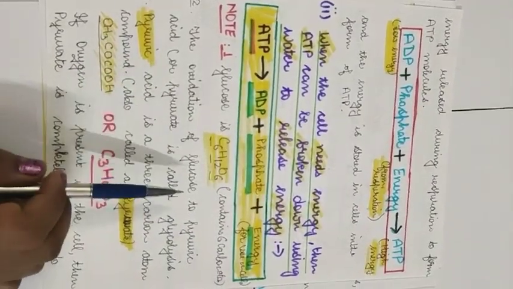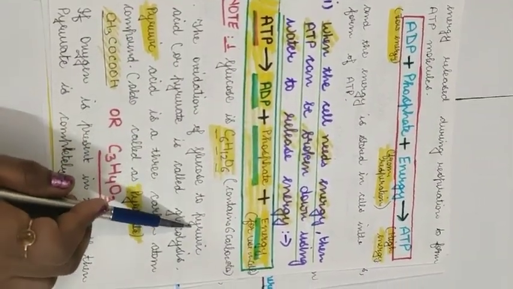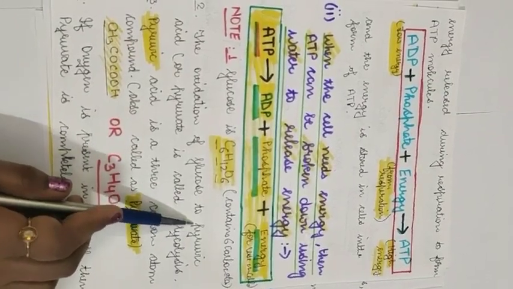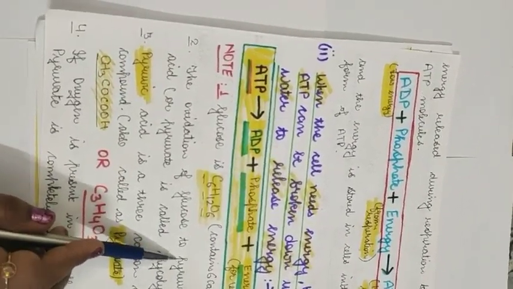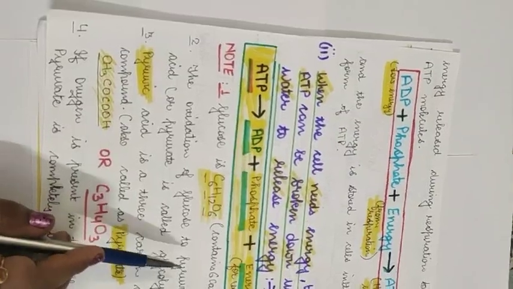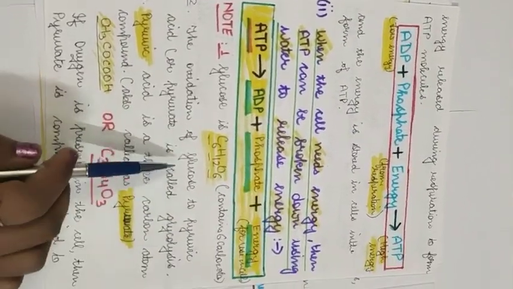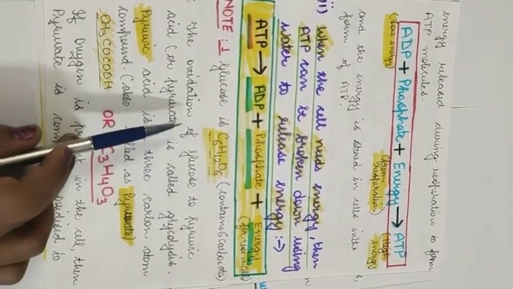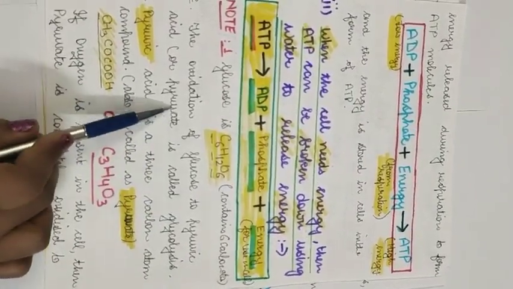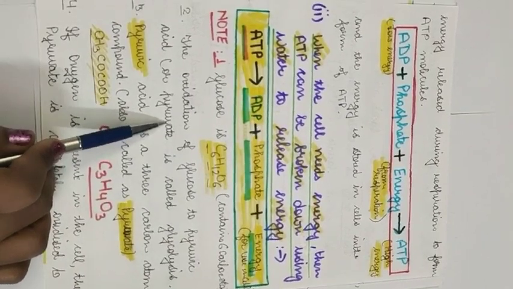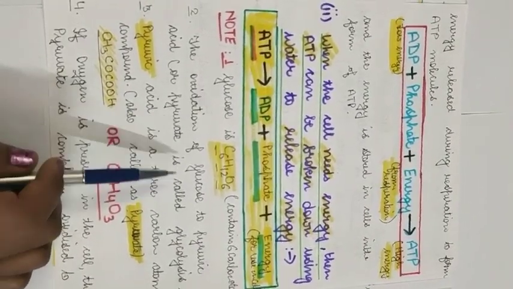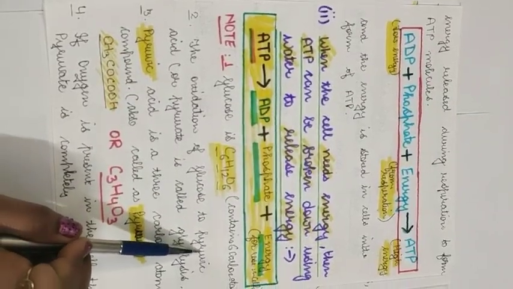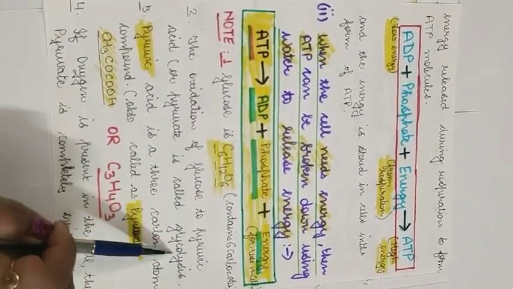So the oxidation of glucose to pyruvic acid. Now this is a new thing for you, pyruvic acid. We'll be explaining this pyruvic acid. What is this? This is also an acid which has 3 carbon atoms in it. Pyruvic acid we can also call pyruvate, and the process of conversion of glucose into pyruvic acid or pyruvate is called glycolysis.